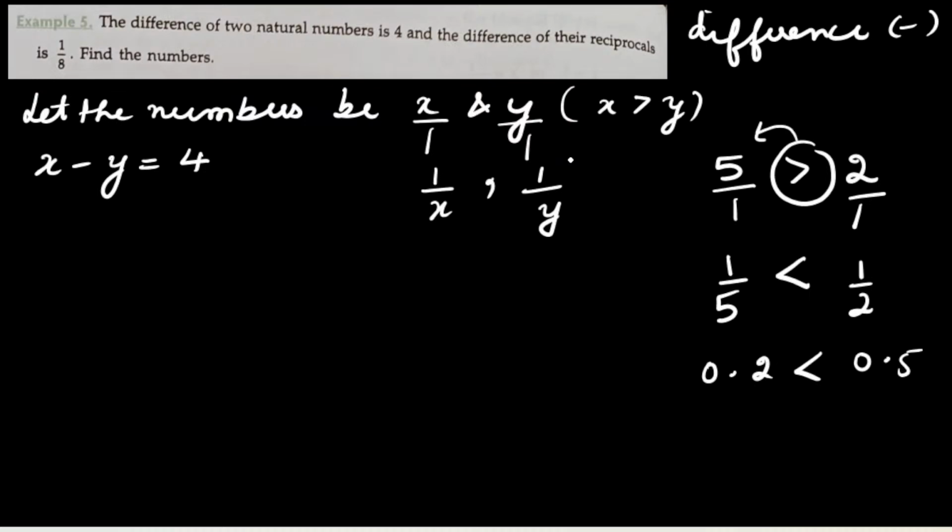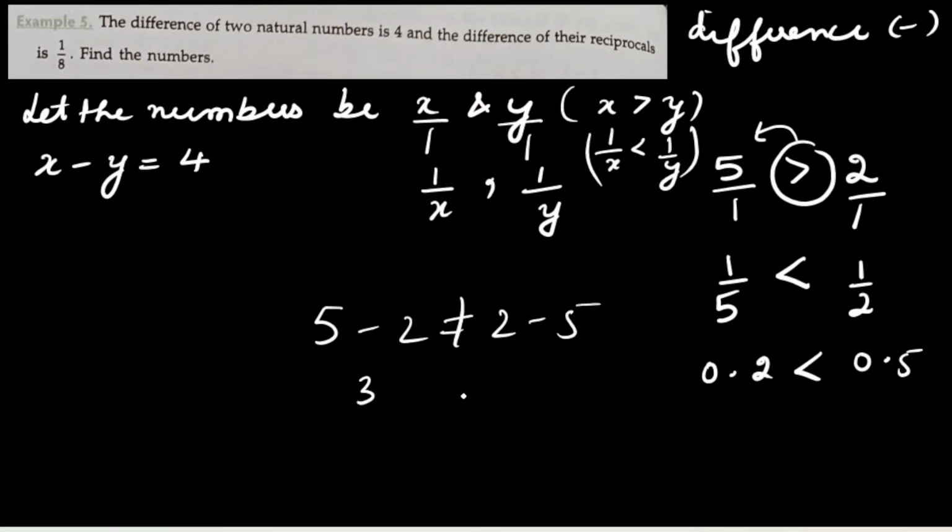The same concept will apply here. We know x is greater, so 1 by x will be less than 1 by y. You have to apply this concept because the question is about difference. I cannot take a risk with the sign, because 5 minus 2 is not equal to 2 minus 5. 5 minus 2 is 3 and this is negative 3. That's why while writing a difference we have to write the bigger number at the start. So this is my first equation.